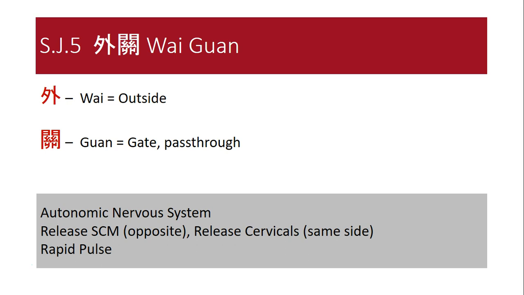It is considered the point of choice for sympathetic dominance and pain conditions. I tend to use Sanjiao 8 for most patients and Sanjiao 5 when the pulse is rapid. These 2 points release the SCM on the opposite side. Therefore, they allow for parasympathetic feedback through the vagus nerve, and they also release the cervical spine on the same side as the point.